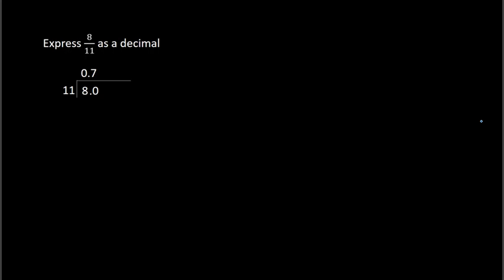And the division process from here is the same as normal. We have 7 times 11, which is 77. I subtract to get 3.